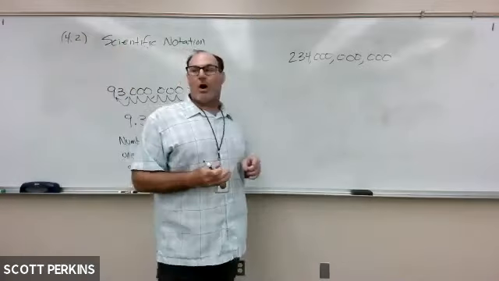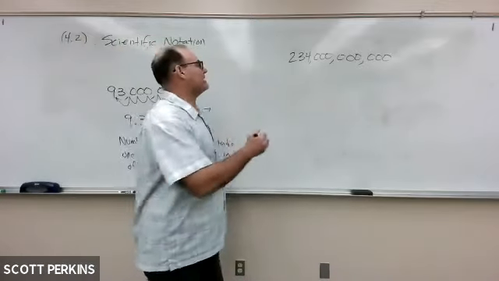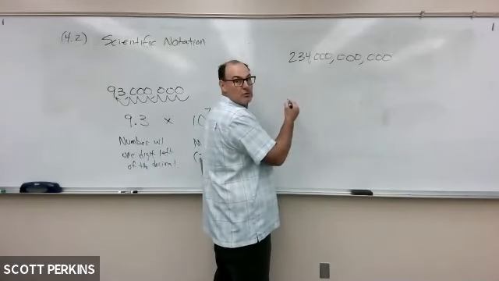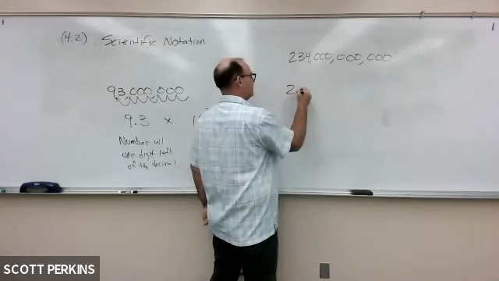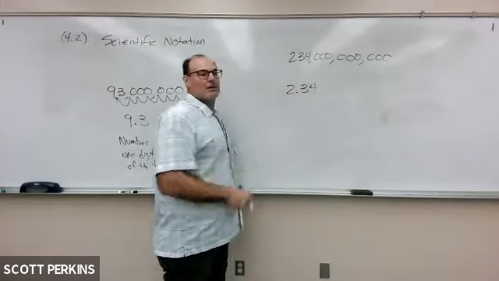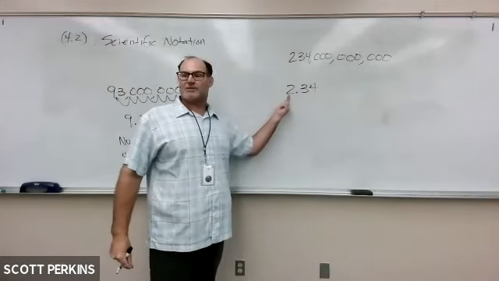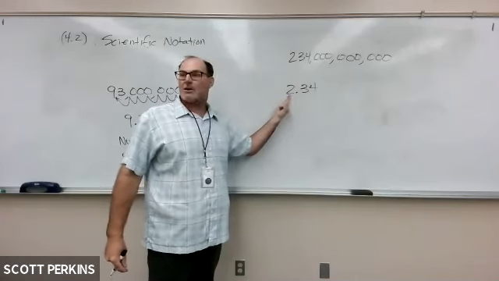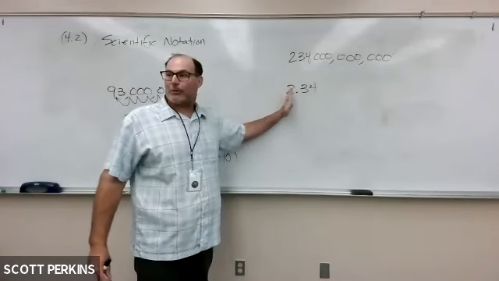Okay, so you always have one digit to the left of the decimal place. So what is the initial decimal I'm going to have? I think you said it. Perfect. Thank you. I'm an old man. I don't hear well. 2.34. Beautiful. One non-zero digit. It's always going to be a 1, 2, 3, 4, 5, 6, 7, 8, or 9. You're never going to have 10. You're never going to have more than one digit. Scientific notation has one digit, not zero.